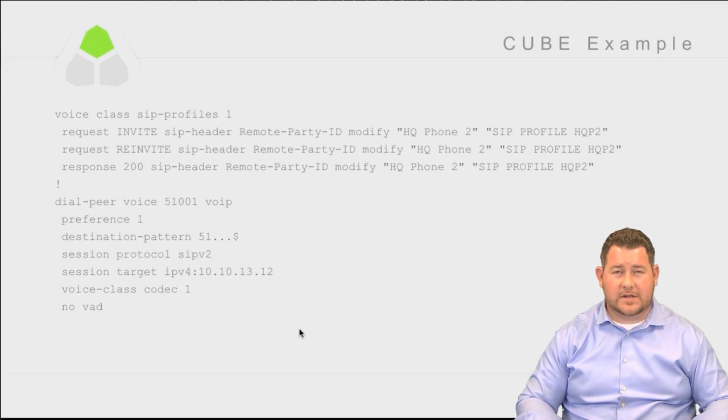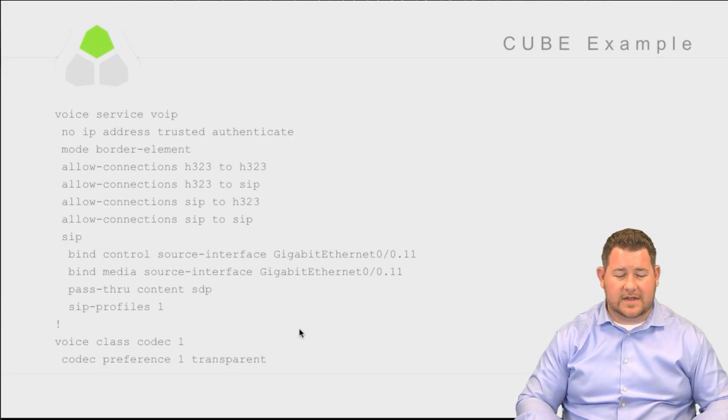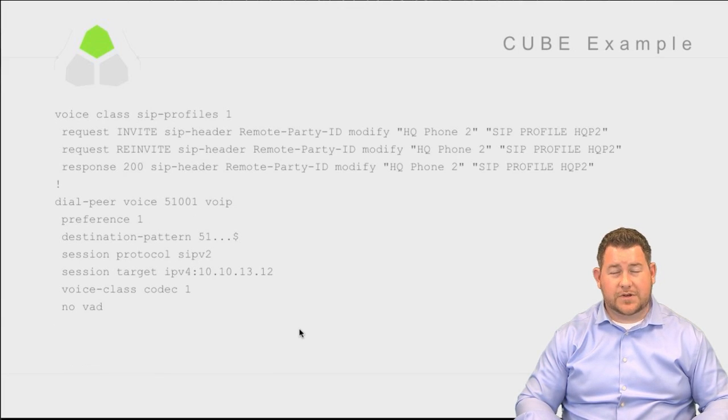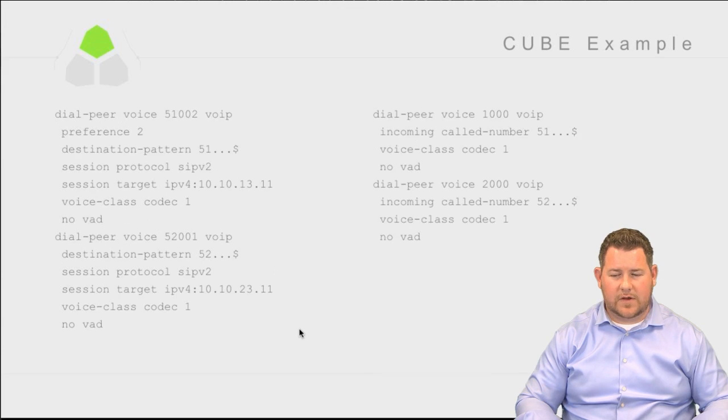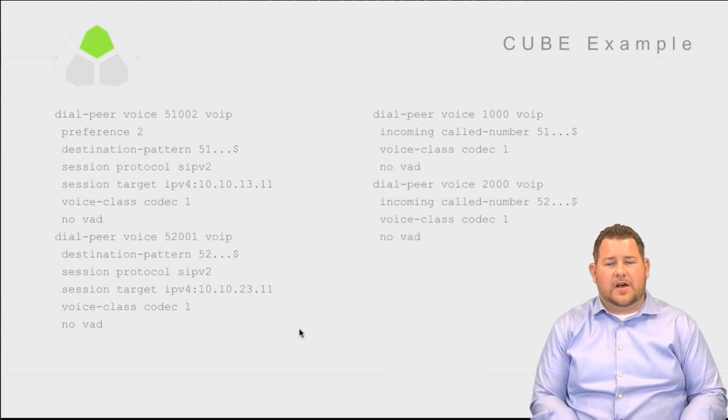We're also doing this voice class codec 1. And remember, if we go back a slide, that was our codec preference 1 transparent. So we're saying a transparent audio codec, meaning the endpoints should negotiate that codec freely. And then lastly, we're turning VAD off there.